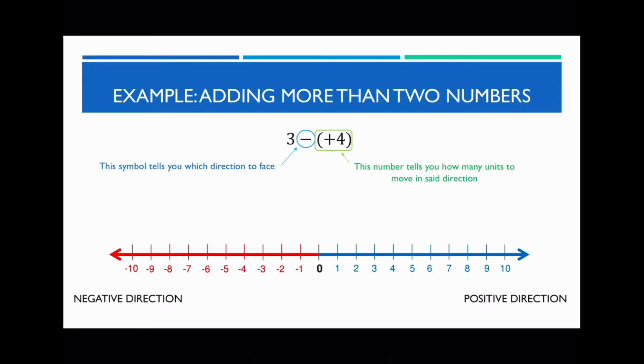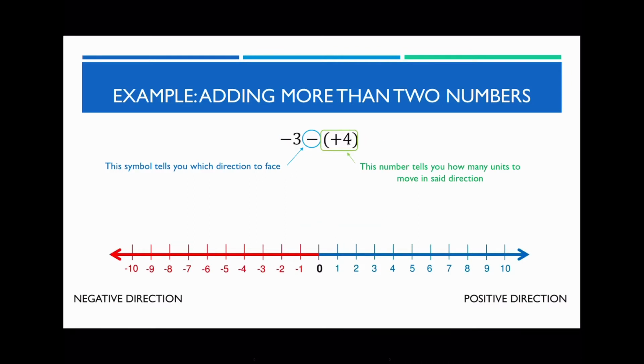In our third example, we've got 3 subtract +4. Again, the subtraction sign over here indicates which direction you need to be facing. So you're facing towards the left, and the +4 indicates how many spaces you need to move either forward or backward. Because it's a positive, you're going to be moving forward, and so if you move 4 spaces up, your answer is going to become -1.